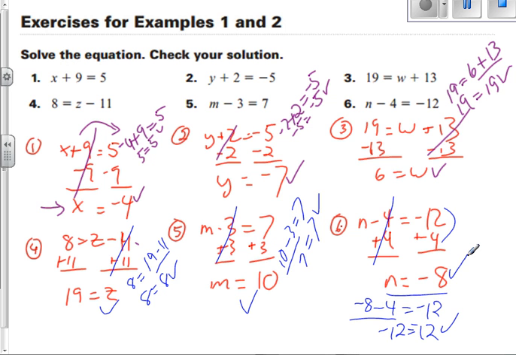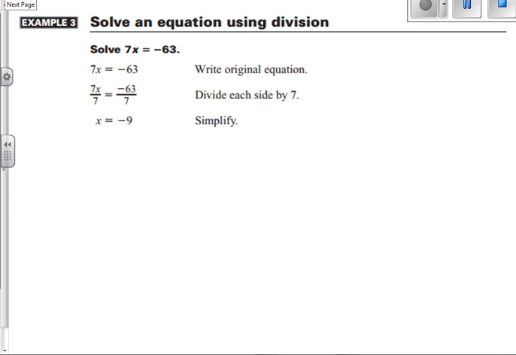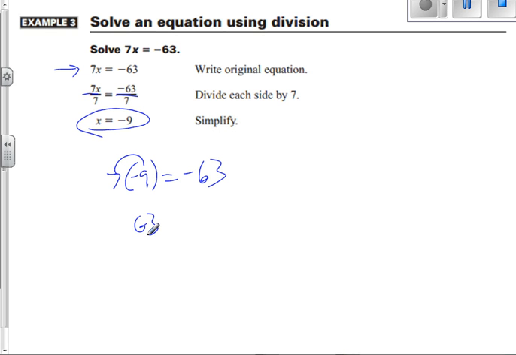All right, so let's see what's next here. Solve an equation using division. So this is pretty simple. You have 7x is equal to negative 63. You're dividing both sides by 7. Therefore, x is equal to negative 9. If we do our check, we have 7 times negative 9 is equal to negative 63. 9 times 7 is 63. A positive and a negative gives me a negative. Negative 63 is equal to negative 63.